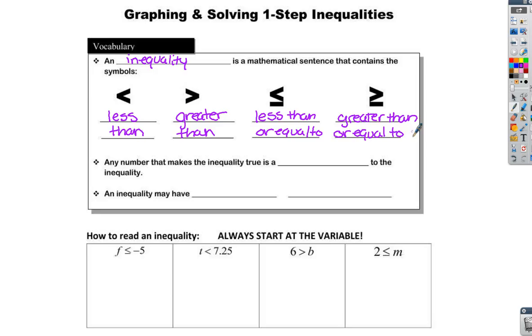So any number that makes the inequality true is a solution to the inequality. So it's like the answer to the inequality. But an inequality may have multiple solutions. So it could have multiple answers that could make the inequality true.